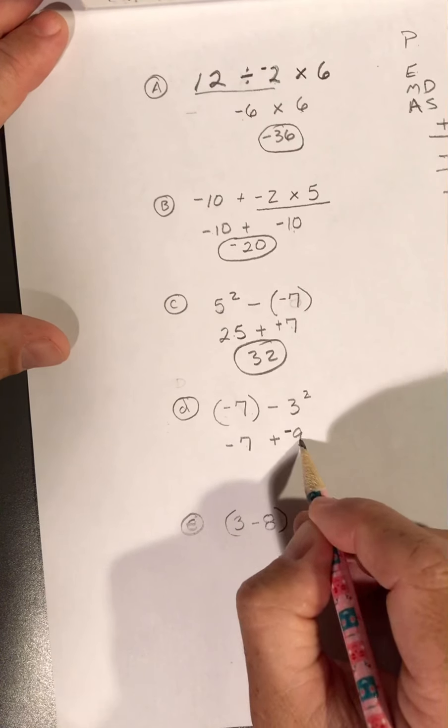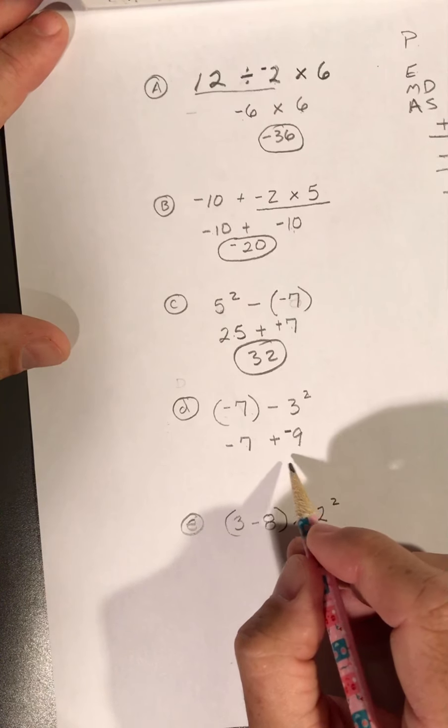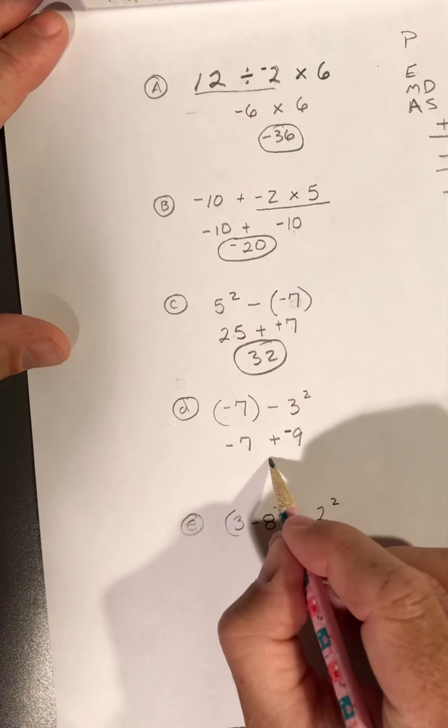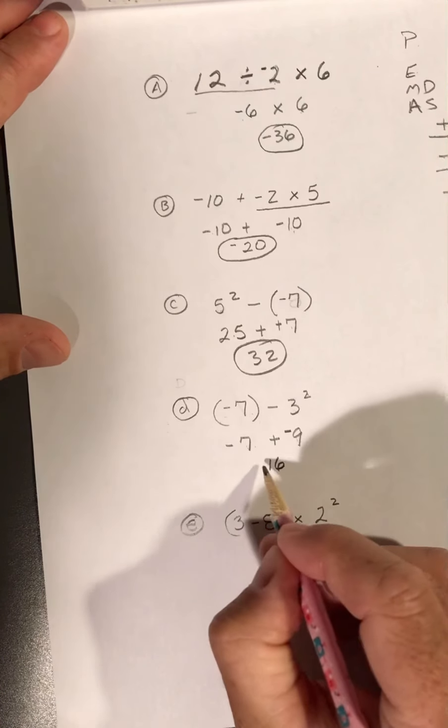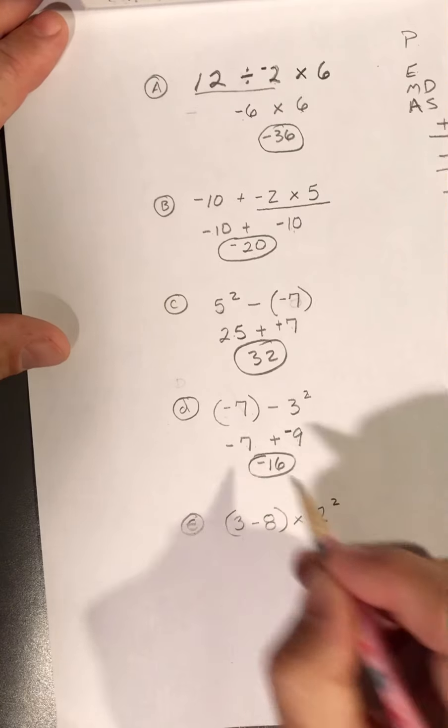And -7 plus -9, I'm using the same rule. If the signs are the same, I add them. 9 plus 7 is 16, and I keep the sign. And I'm done.